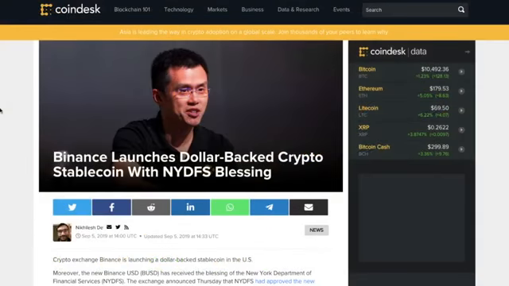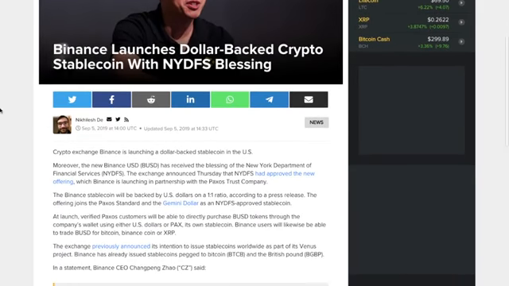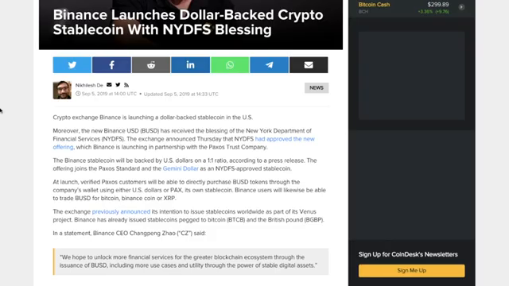Working in partnership with Paxos, Binance are launching a dollar-backed stablecoin. The upcoming stablecoin, which is dubbed Binance USD or BUSD, will be pegged one-to-one with the US dollar. They have also received the blessing from the New York Department of Financial Services. When it's launched, verified Paxos customers will be able to purchase BUSD tokens directly through the company's wallet using either US dollars or Pax, which is their own stablecoin. Binance users will also be able to trade BUSD for Bitcoin, Binance Coin or XRP.